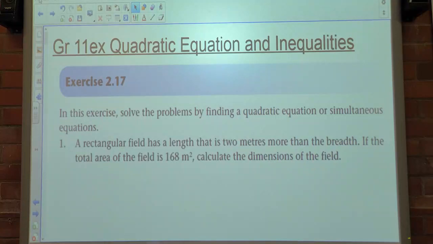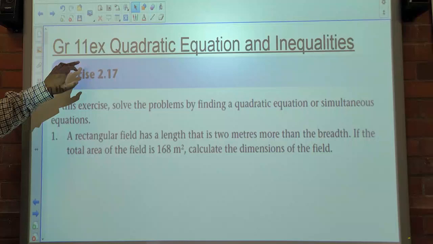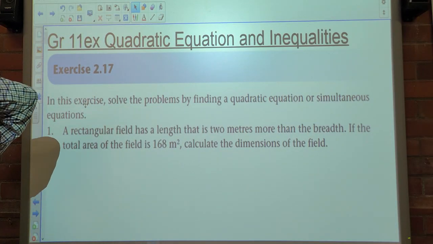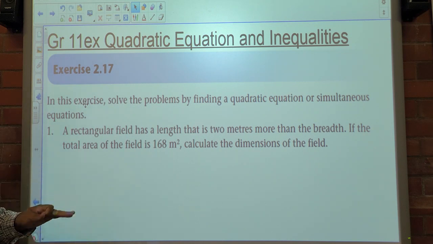Okay, good morning class. So today we're looking at exercise 2.17, quadratic equations and inequalities. As this was a problem with many learners over the years, I'm going to do the whole exercise, so in future the learners have a video explanation of this whole exercise.